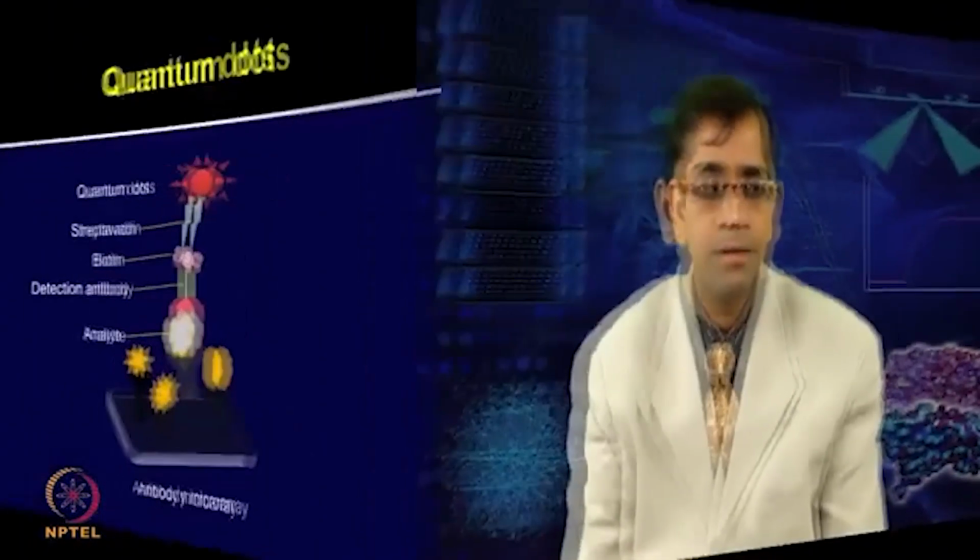Let us now discuss quantum dots. Quantum dots are nanometer sized crystals composed of a semiconductor fluorescence core coated with another semiconductor shell having a large spectral band gap, which gives stable light scattering or emitting properties.